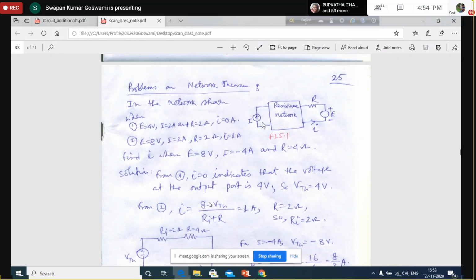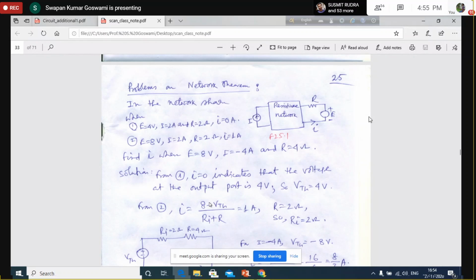So when this source is equal to 4 volt, it cannot drive any current, or no current is flowing from this network to this external load, external resistance R. That means at the two ends of the resistance, voltage is 4 volt here and 4 volt here, such that through this resistance no current is flowing.